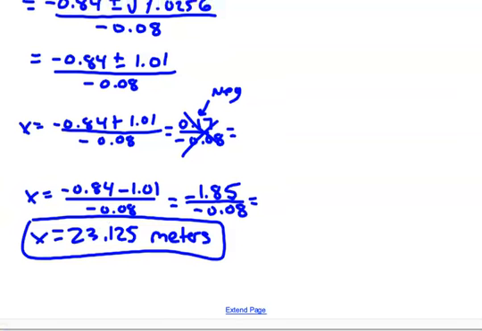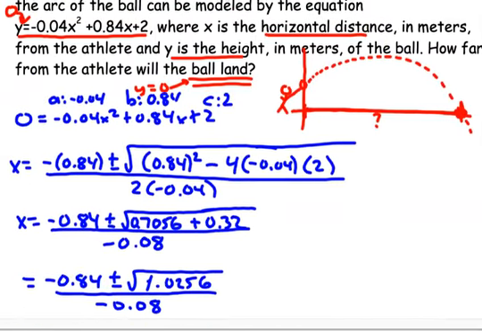Okay? So a lot of work because it was quadratic formula. All right, but we found that this distance is 23.125. Okay? We had to use quadratic formula because look at how messy the original equation was. That was not something that we were going to factor very easily. All right, we have a couple more of the word problems.